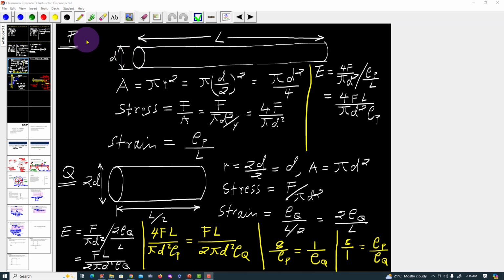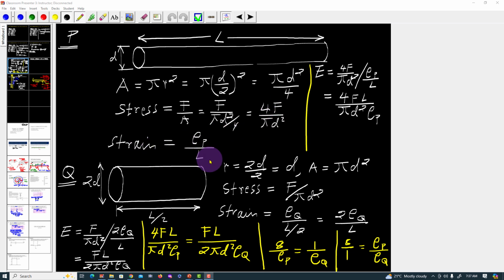This is P, while Q has got twice the diameter and half the length. Okay, so the cross-section area is pi r squared, where r is d over 2. I square that, I get pi d squared over 4. The stress will be force over area, which will be equal to F divided by pi d squared over 4. And when I rearrange, I got 4F over pi d squared.